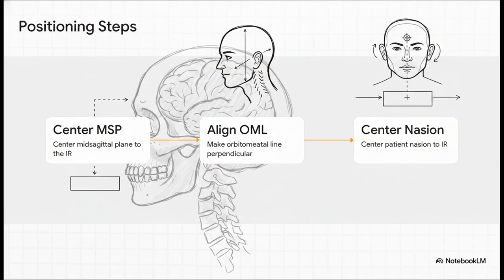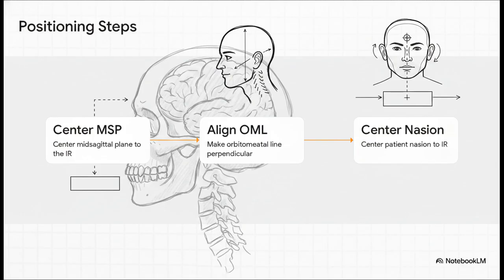Setting this up requires an exact physical choreography, whether the patient is supine, lying on their back, or seated upright. First, you gotta center that mid-sagittal plane right to the image receptor. Then you flex the patient's neck so the orbital medial line, which is the line running from the outer eye to the ear canal, is perfectly perpendicular to the IR. Finally, you center the patient's nasion, the bridge of the nose, directly to the center of the IR.